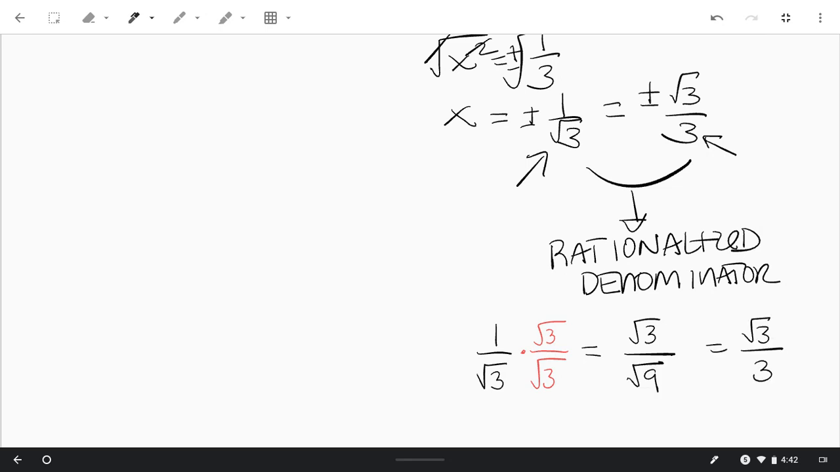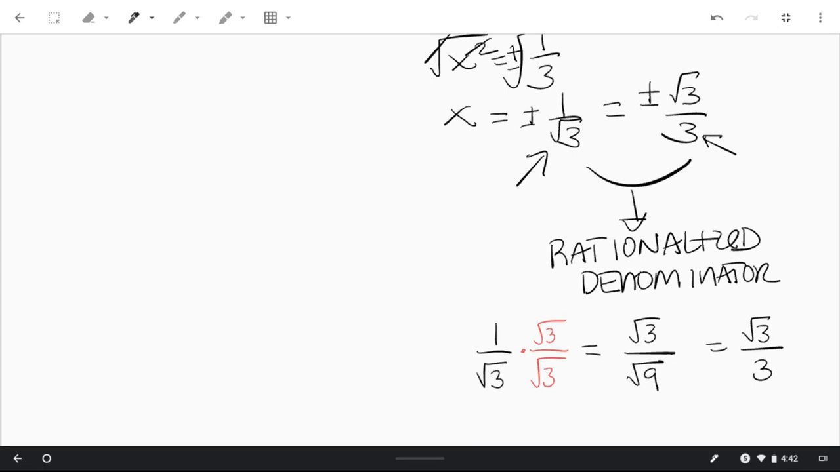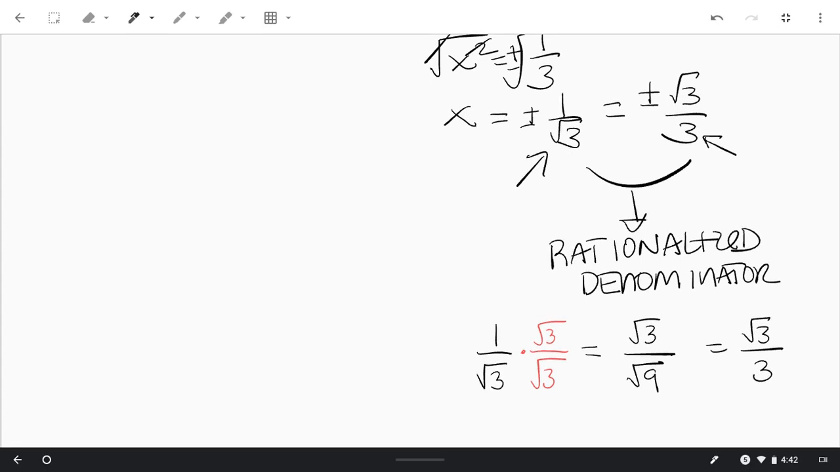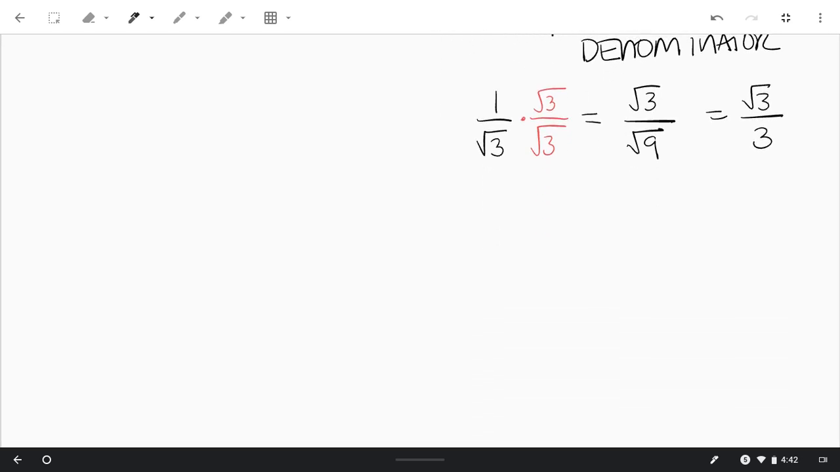Hopefully you're quick at rationalizing denominators like these. If you took trigonometry, you did that quite a bit with sine, cosine, tangent. Okay, so enough about that. Let's go ahead and take a look at composition of functions.